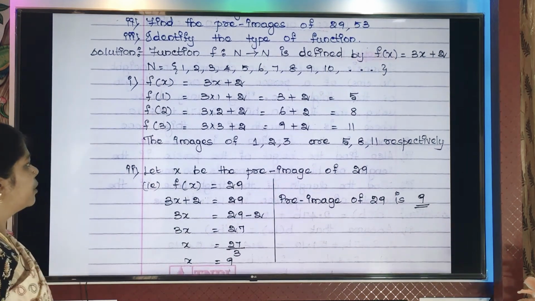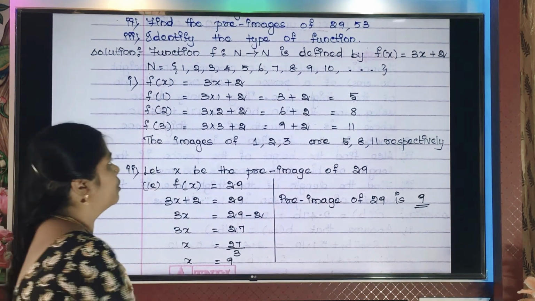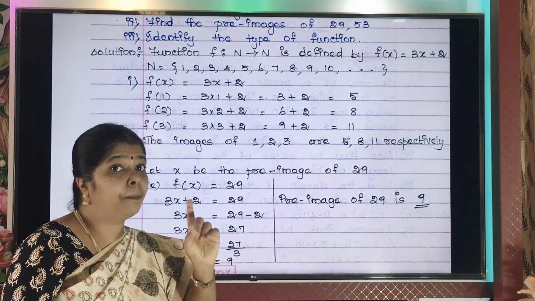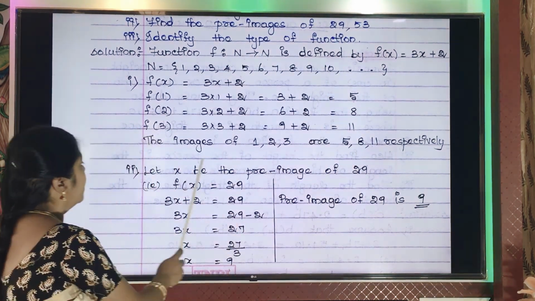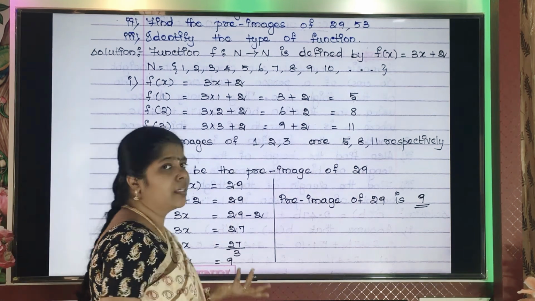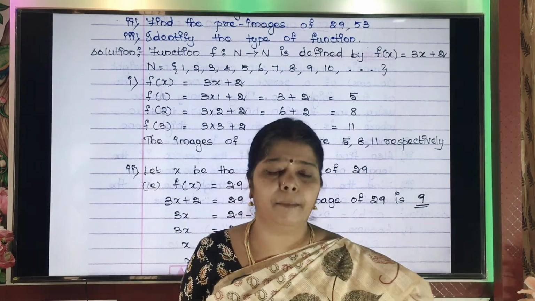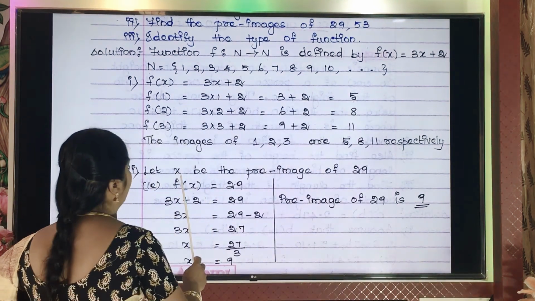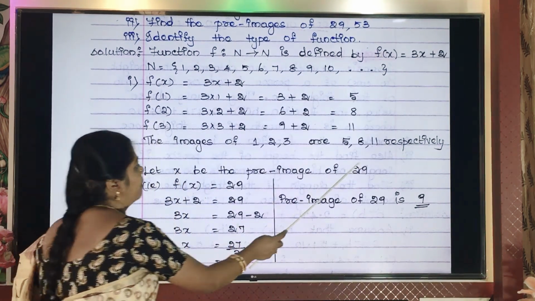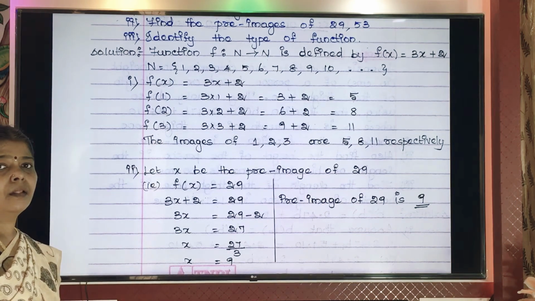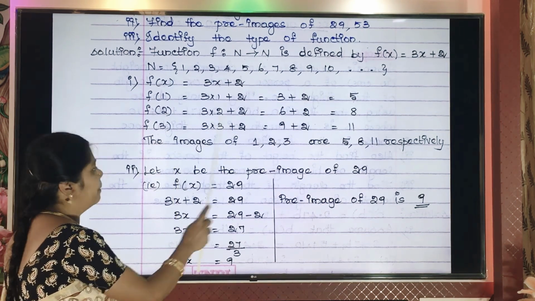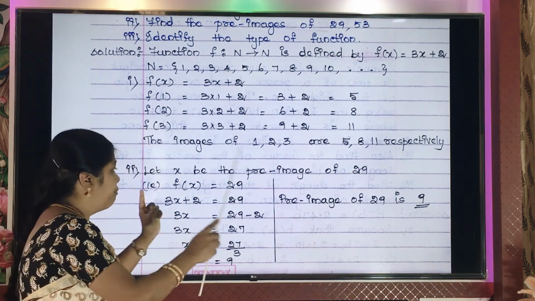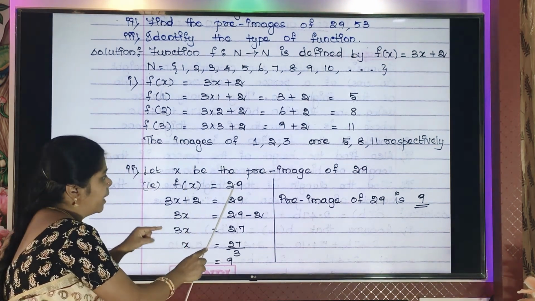Next one, we are supposed to find the pre-image of 29 and 53. Let me first find the pre-image of 29. Okay. Let x, we don't know what is the pre-image. Do you know what is the pre-image of 29? You don't know, right? So, let us assume x to be the pre-image of 29. So, if x is the pre-image of 29, how to write this? F of x equal to 29.